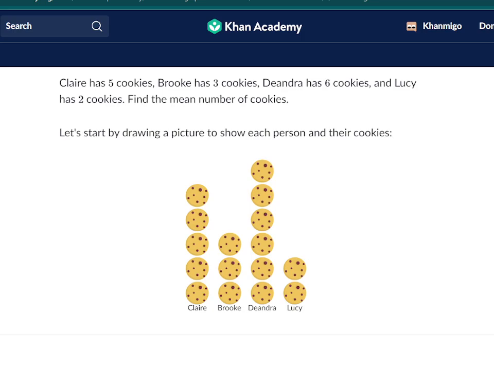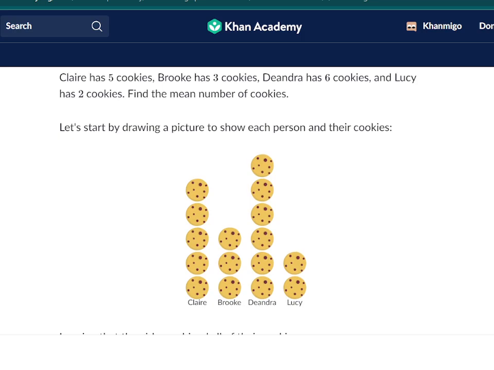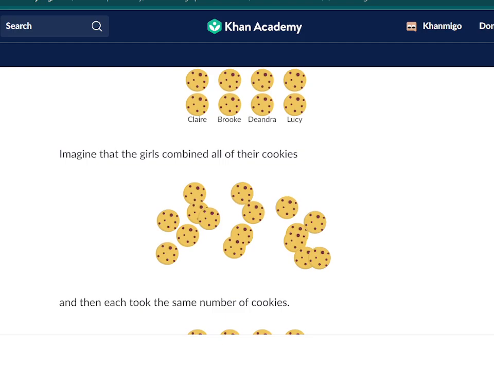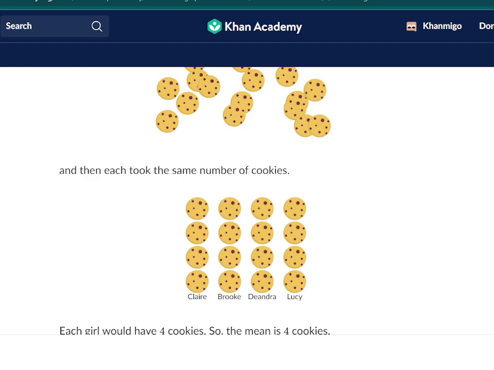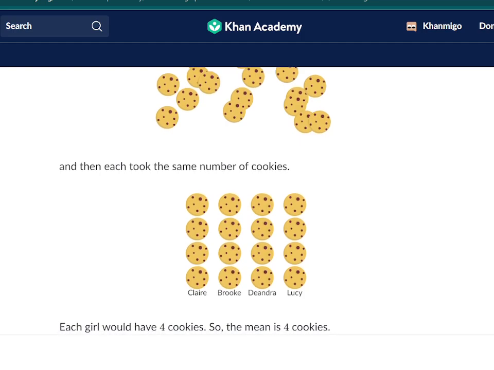So in this case, we have 4 girls with some cookies. Claire has 5 cookies, Brooke has 3 cookies, Deandra has 6 cookies, and Lucy has 2 cookies. We want to find the mean number of cookies. We have a picture that very clearly shows how many cookies they have, but to find the mean, we want to actually combine all their cookies into one big pile, and then they'll each take the same number of cookies. In this case, 4. So our mean is 4 cookies.